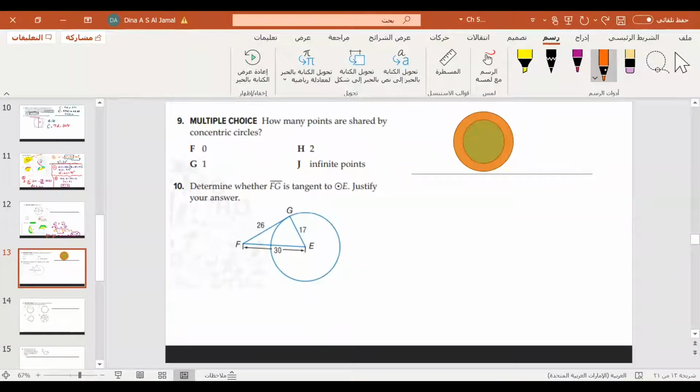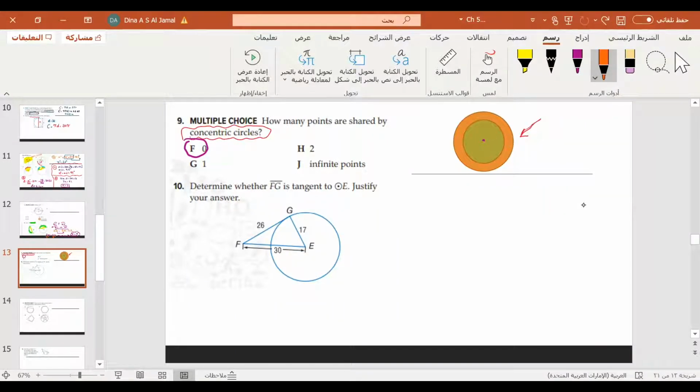How many points are shared by concentric circles? So what do I mean by concentric circles? What will be special about concentric circles is that they are coplanar. They are on the same plane and they will be sharing the same center. But they have no points of intersection. That means 0 points of intersection. Pay attention to this. Now, question 10.